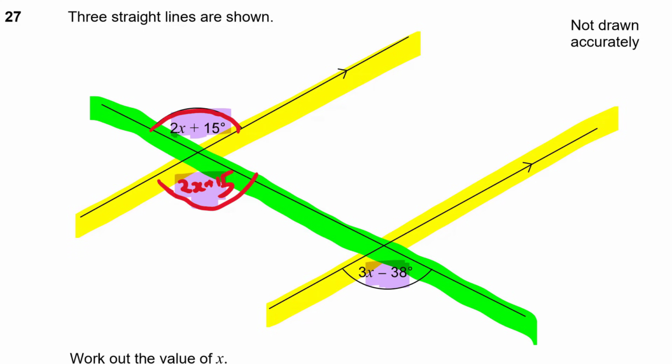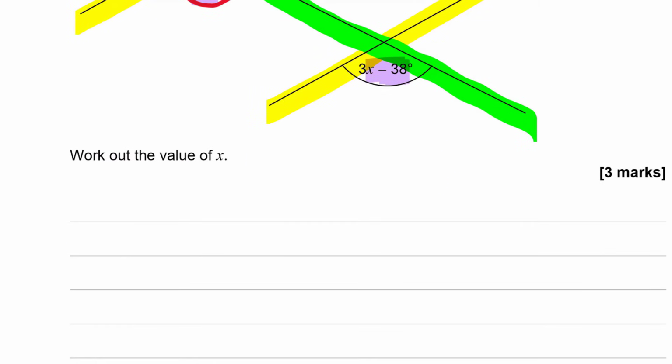So in other words, 2x plus 15, that angle up there must be the same angle as 3x minus 38. Now they might look different because they're written algebraically using different expressions. But if they're the same angle, then these two algebraic expressions must actually be equal. So if we equate them like that, we form an equation in x that we can then go on to solve.